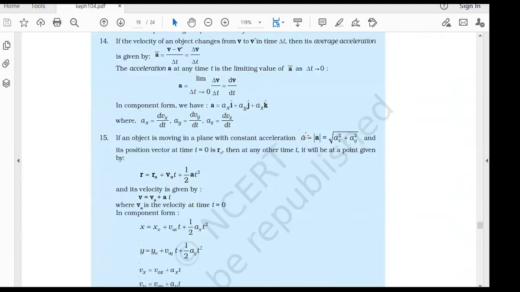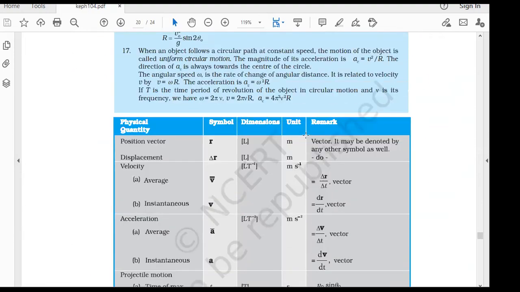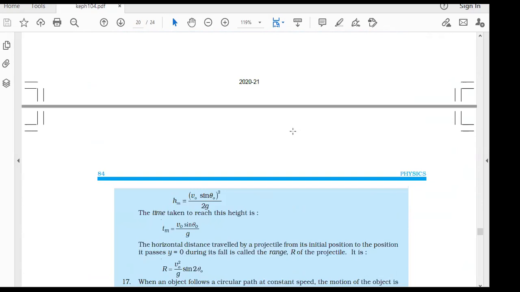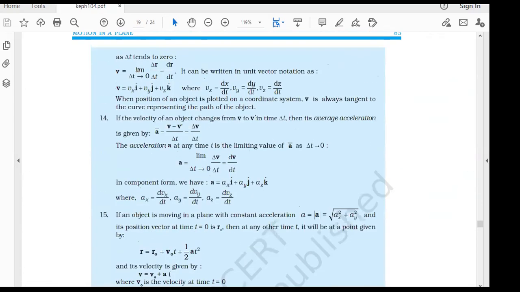That's all. So I think we covered this chapter. This chapter is an extremely important chapter. Okay, so I hope you found it easier.